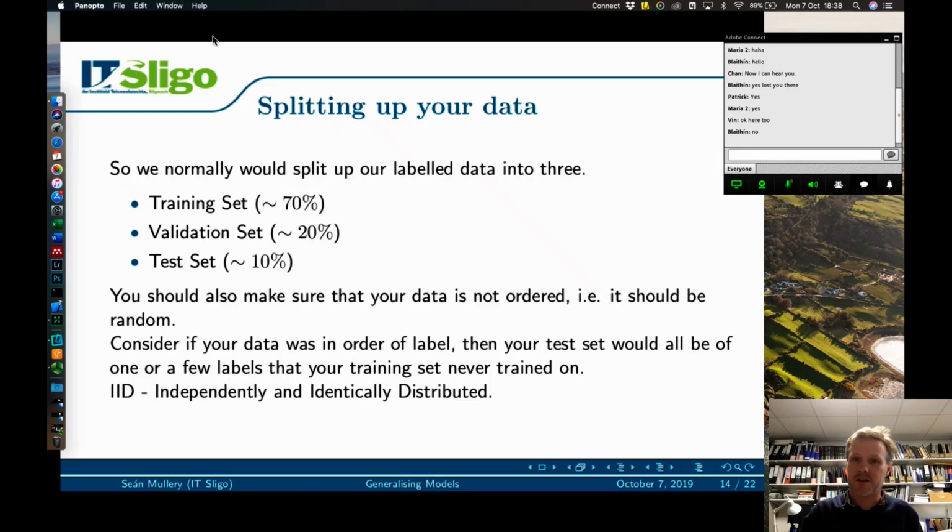The reason for that is that you may find that if they're ordered by label, for example, one of the labels only turns up in the test set, and the other labels only turn up in the training set or only in the validation set. And therefore, you don't have an identical distribution of them all. So it would be very important that you randomly choose those.